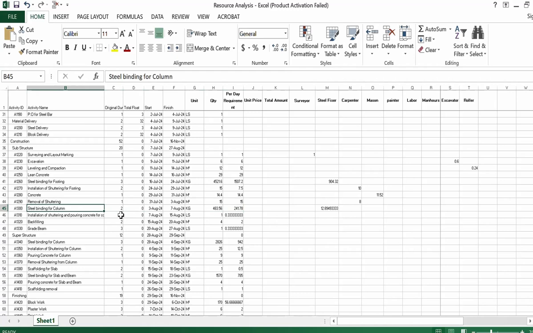Next we have installation of shuttering and pouring concrete for column. It is lump sum, so I want to put the labor directly here, like 25 hours. Backfilling, we need a shovel or backhoe loader for this.